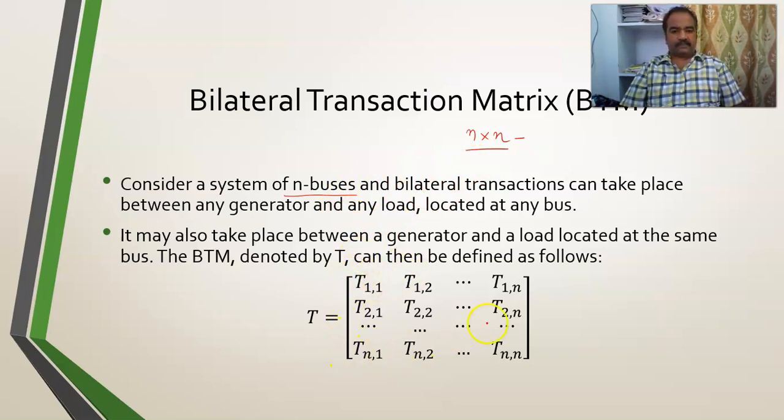This is the representation of the bilateral transaction matrix. The number of elements is n by n. Each element, first row, first column, indicates generator 1 to load 1, which means the nth generator to the nth load.